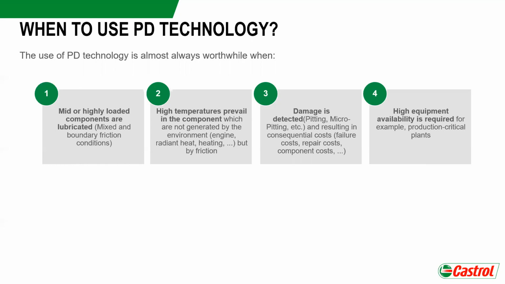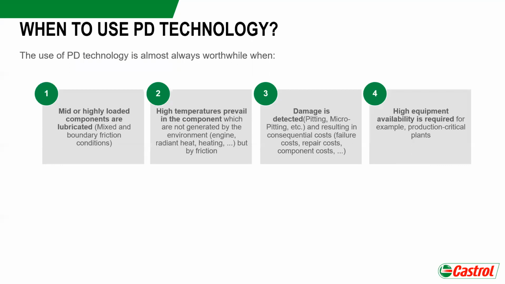If you detect damage in your equipment, it is most likely due to a high stress, due to an overload, due to mixed and boundary lubrication. And every time you have mixed and boundary lubrication, you have interacting surfaces, metal surfaces, you need additives. And whenever you need additives, PD technology will give benefits to you.